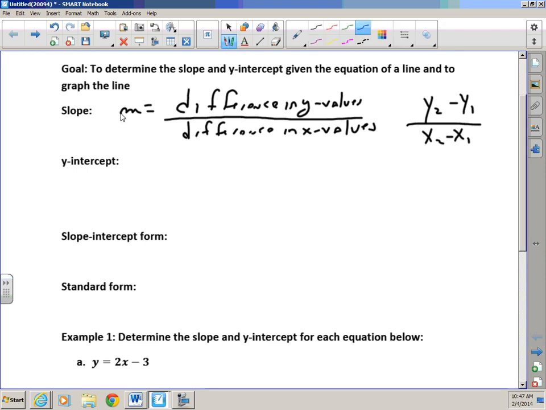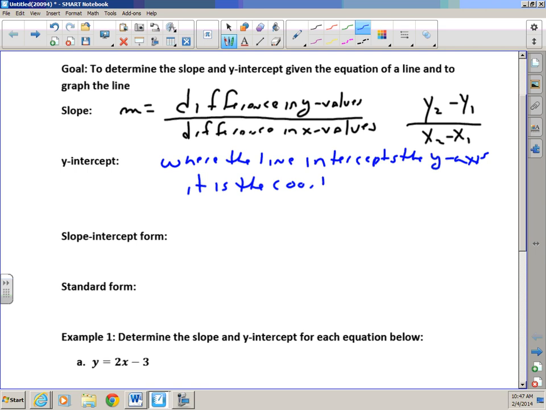Now the y-intercept means where the line intercepts the y-axis. That's why it's called the y-intercept. It is the coordinate (0, y). Okay? Because if you are on the y-axis, every x value is going to be 0.